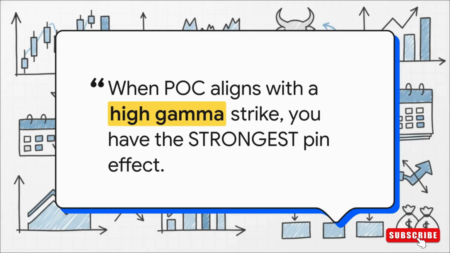So, this brings us to the Holy Grail. This is the secret sauce for this whole system. When our institutional map, that point of control from yesterday's volume, lines up perfectly with our expiration magnet, a strike price that has a ton of open interest and gamma, you get this incredible confluence. And that creates what we call a high probability pin zone. That is our #1 target for the trading day.